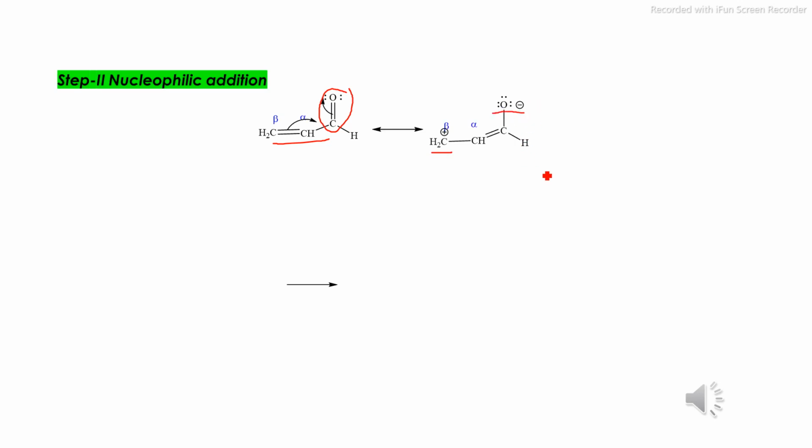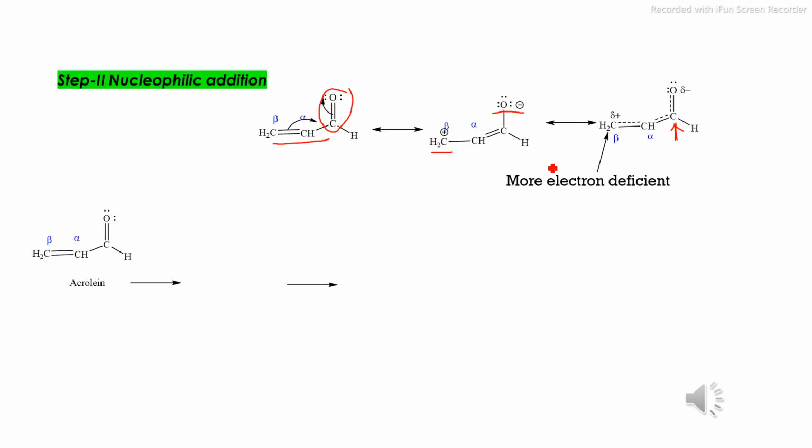If we draw the resonance hybrid structure of this alpha beta unsaturated compound, we observe that the beta carbon atom is more electron deficient than the carbonyl carbon, and hence the nucleophile, that is the enolate or carbanion, attacks the beta carbon atom instead of the carbon of the carbonyl group. Therefore, there is nucleophilic addition of the carbanion or enolate ion to the alpha beta unsaturated double bond, and the product is protonated to give the enol, which changes into the keto form of the product.